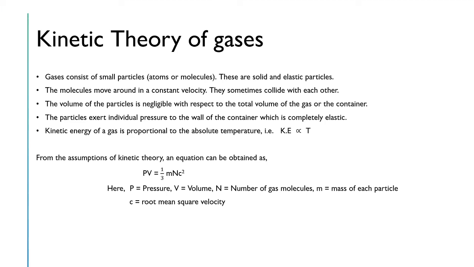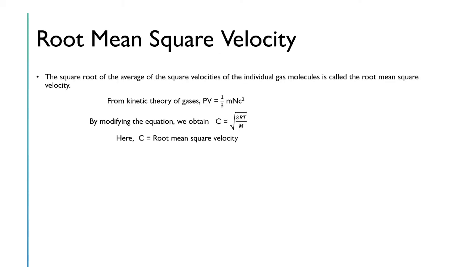So P equals to pressure, V equals to volume, and capital N will be number of gas molecules, and m is the mass of each particle, and c is root mean square velocity. So this is a new term for us, that is capital C or a small c, that is root mean square velocity. So in the next slides we'll learn about root mean square velocity. So what is this root mean square velocity? It means that the average of the square velocities of the individual gas molecules. This is the root mean square velocity.